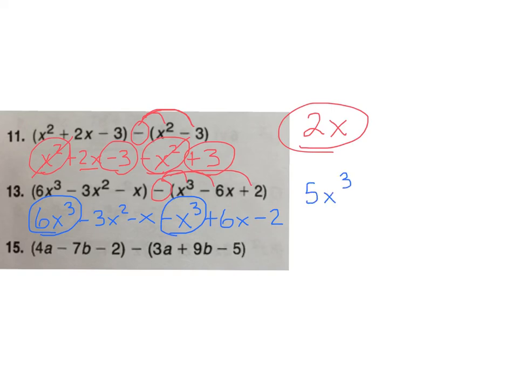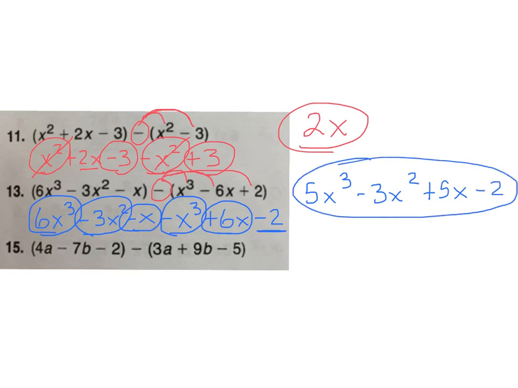5x cubed. Negative 3x squared, there is no like term with it, is there? So I just write minus 3x squared. Negative x and positive 6x is what? Yeah, negative x. So that's like, what's understood to be in front of the x? So this is negative 1x plus 6x is 5x. So I'm going to put plus 5x. And then there's nothing to combine negative 2 with, so I just put minus 2. And so there's your answer on that second one.